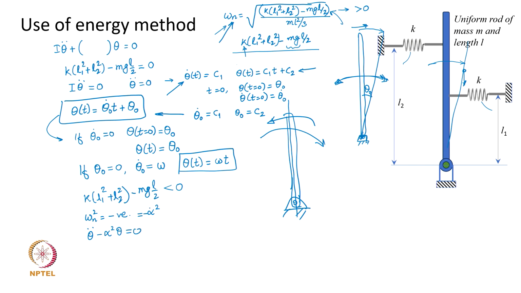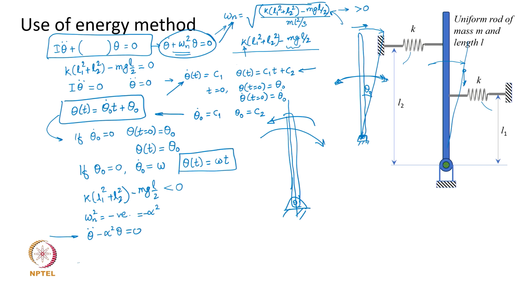Just have a look at this particular expression. In general, if I write theta double dot plus omega n square theta equal to 0, this is quite similar to the expression m x double dot plus k x equal to 0, which we can write as x double dot plus omega n square x equal to 0. Now, in this case, omega n square being a negative quantity, I am writing the expression like this. Now, how do we solve this?